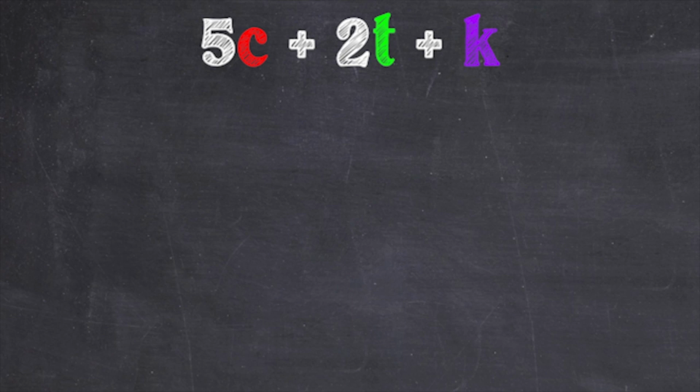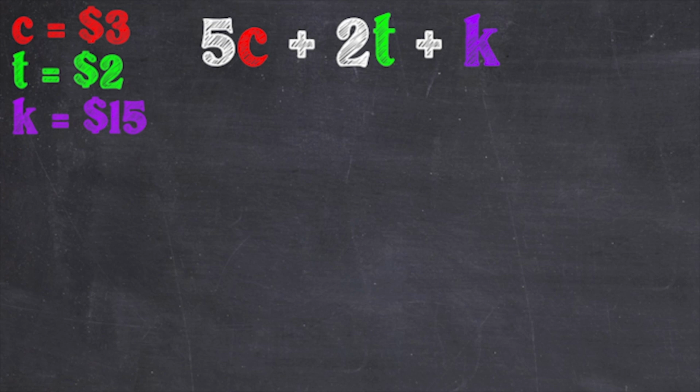We now know that a bag of chips is worth $3, an ice cream tub is worth $2, and the birthday cake is worth $15. How much did Peter spend for his sister's birthday? To find out his total expenditure, simply substitute the values of the variables in the original algebraic expression.